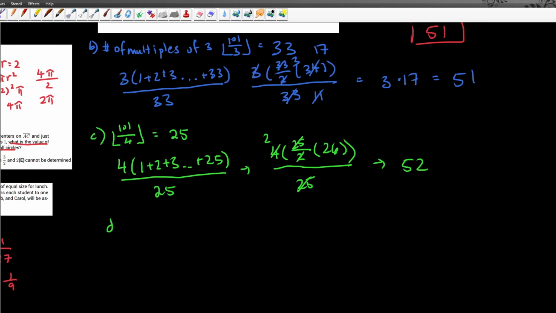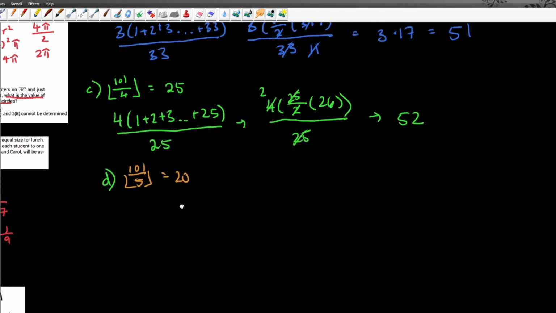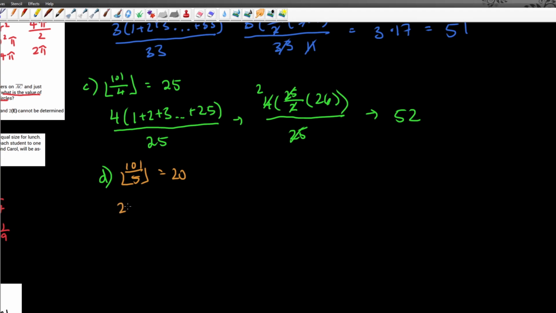And then now we can do D. So in D, let me try a different color. D, we're looking for the average of the multiples of 5. So 101 divided by 5, take the floor of that, is equal to 20. So same process again. So this will be 5 times 1 plus 2 plus 3, all the way up to 20, all over 20, it's just 20 terms. And this will be equal to 5 times 20 over 2. There's 20 terms, remember. This is n over 2, so n is 20.